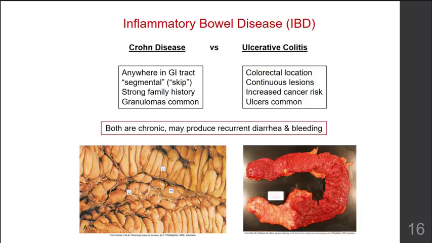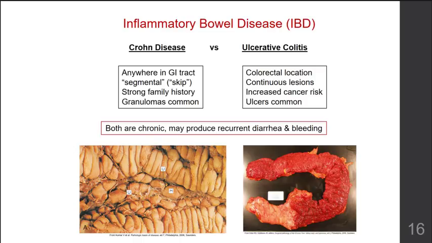Both of them are chronic. Both of them involve relapsing, and there's really unknown origin, but the incidence is increasing around the world. They're very inflammatory, and they can both produce diarrhea and bleeding. So you can see here the similarities outlined in red. Then some of the differences are also highlighted.